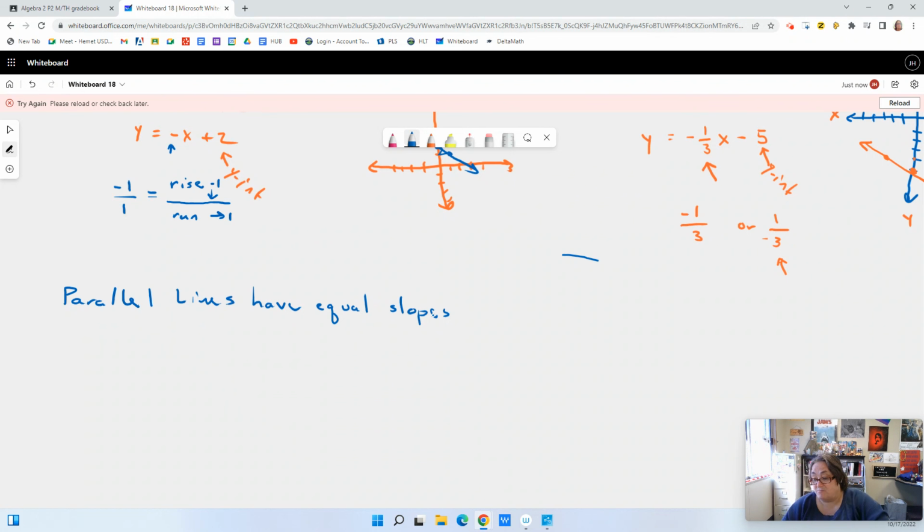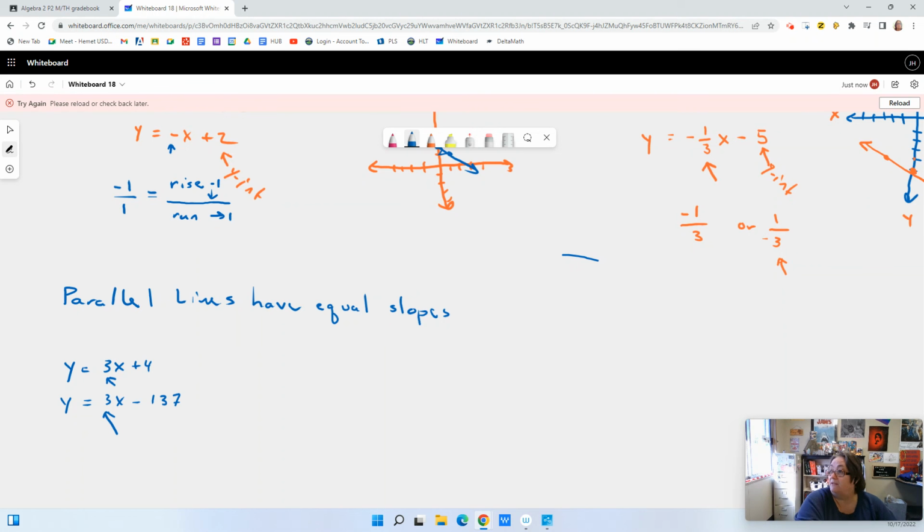What does that mean? It means if I have a line that's like y equals 3x plus 4, and I have a line that's y equals 3x minus 137, it doesn't matter because their slopes are both 3. Those lines will be parallel. They will never intersect. Doesn't matter what the equation is. If they have the same slope, they're never going to intersect.